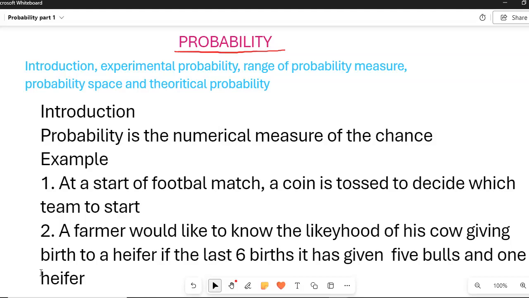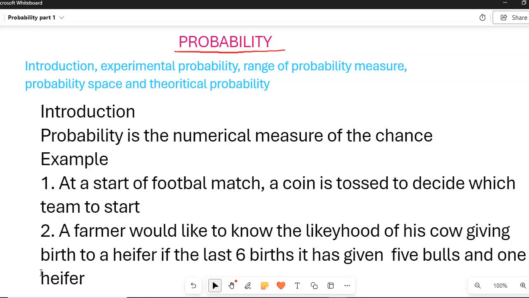We are going to look at probability, and this is a Form 3 topic, usually tested on Mathematics Paper 2 in KCSE. So, in this lesson, we are going to look at the introduction, the experimental probability, the range of probability measure, the probability space, and lastly, theoretical probability.